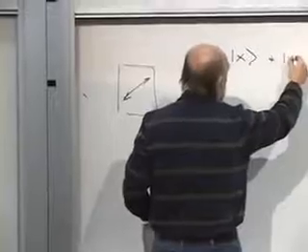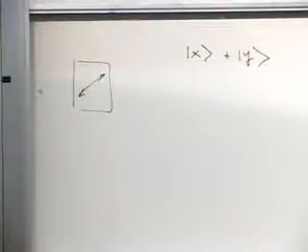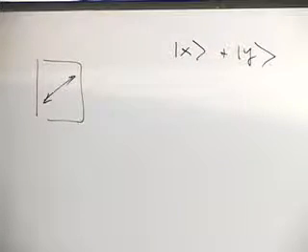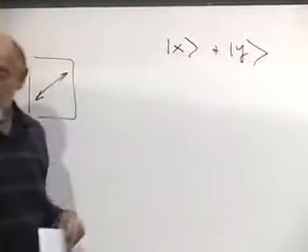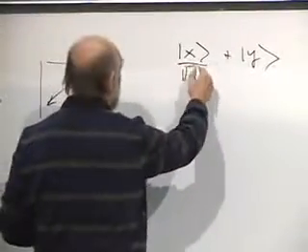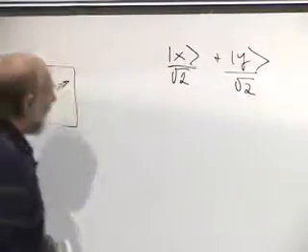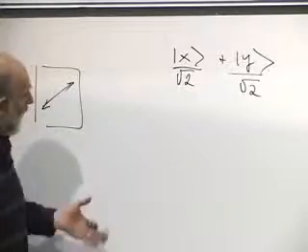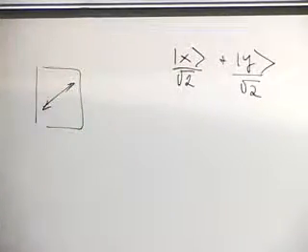X plus y seems a reasonable possibility. The sum of the two vectors has equal amplitude in both directions, or equal coefficient in both directions. It's not quite right because it's not normalized. So we throw 1 over square root of 2 in front of it. Now it's normalized. The sums of the squares of the coefficients add up to 1. 1 over square root of 2 squared plus 1 over square root of 2 squared is 1.